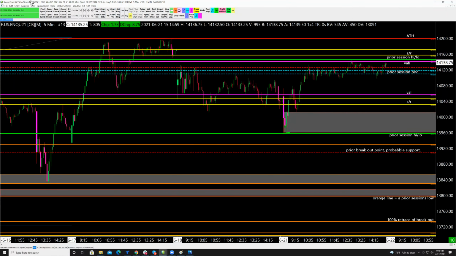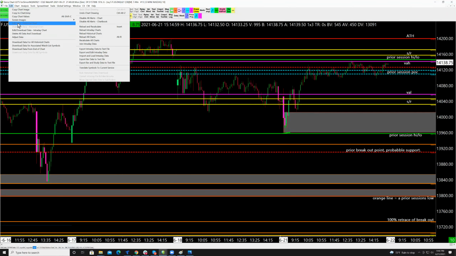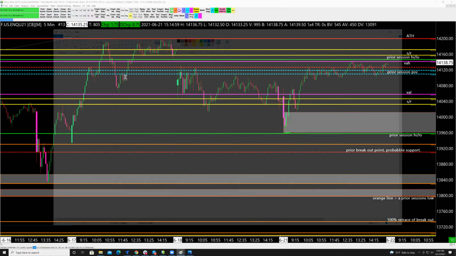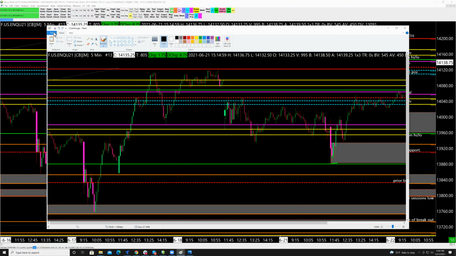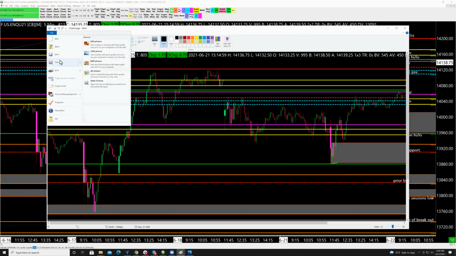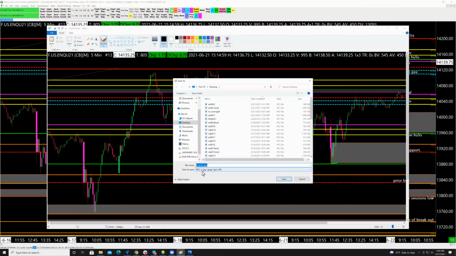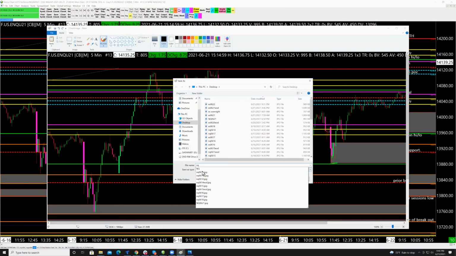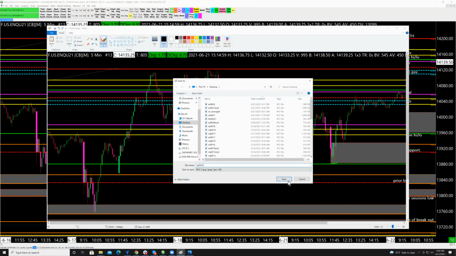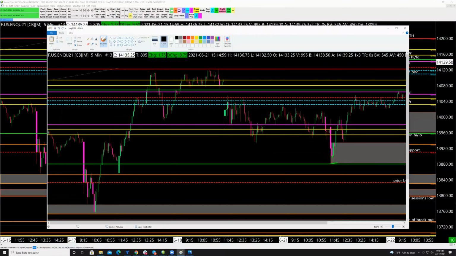So I'm going to edit, copy chart to BMP, file, save as, JPEG, and we will go with 0622, and I will post that to both StockTwits and Twitter shortly.